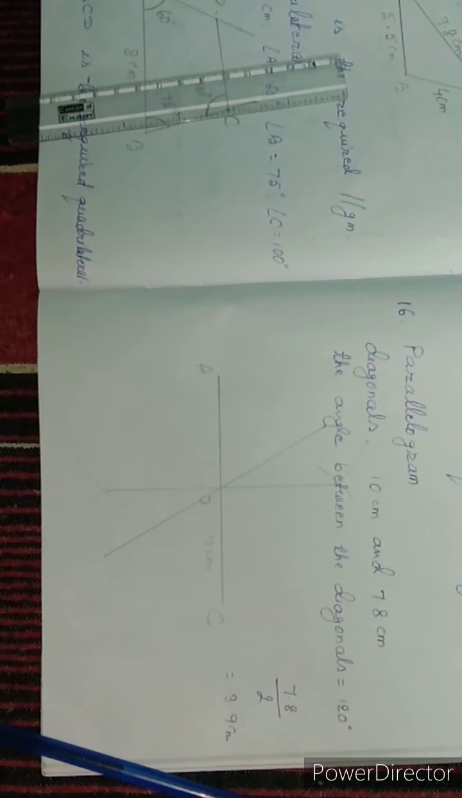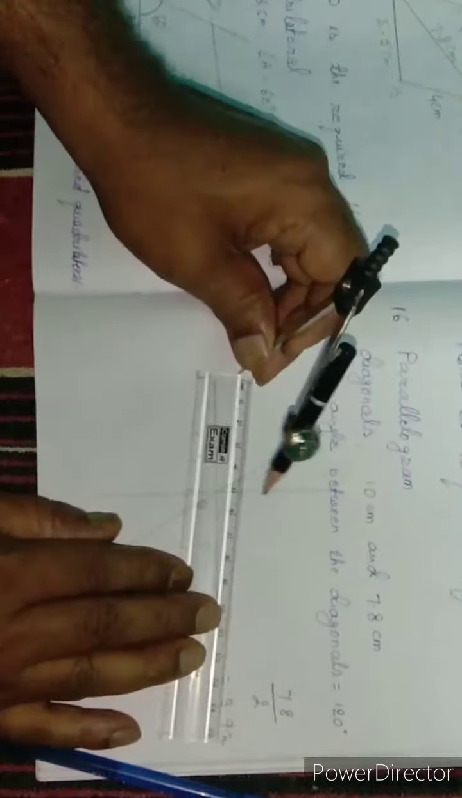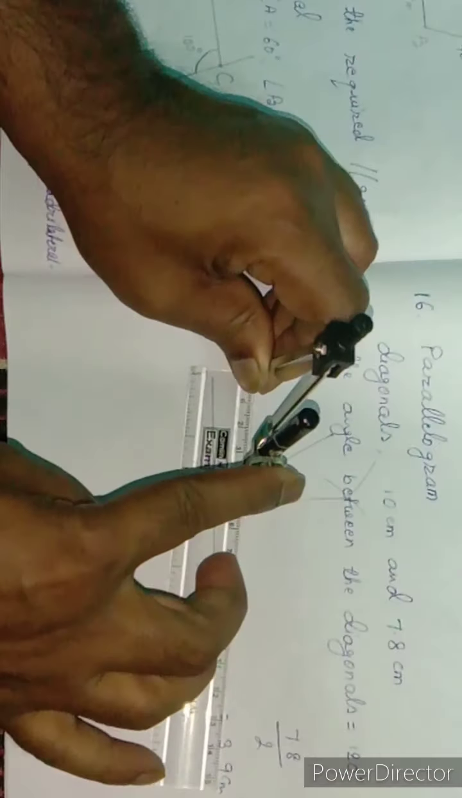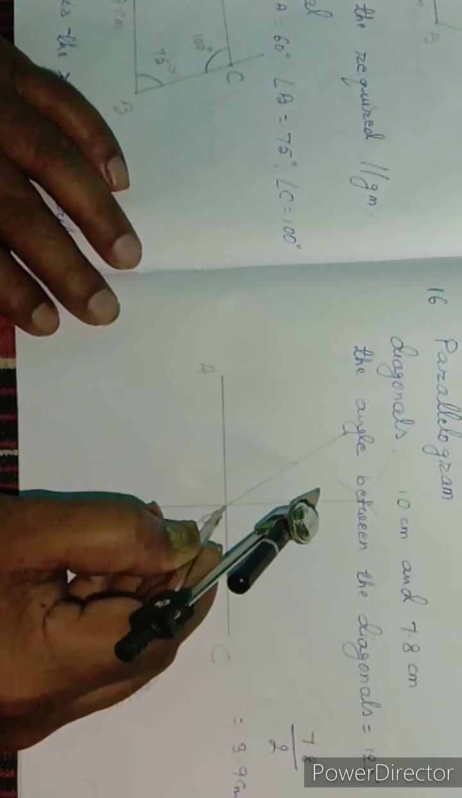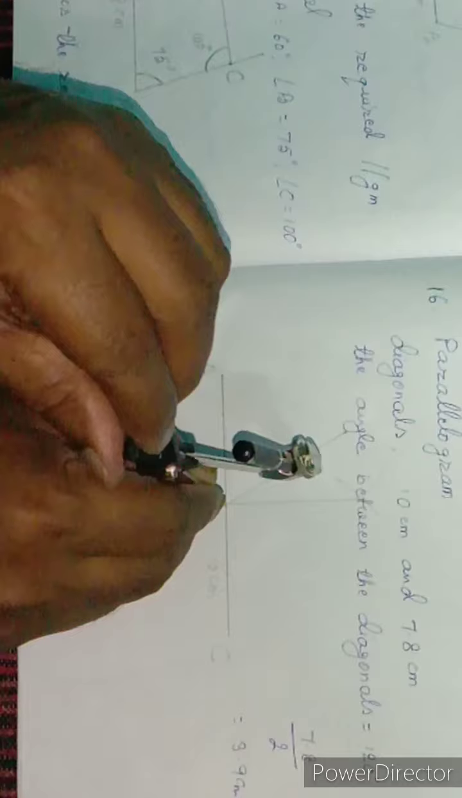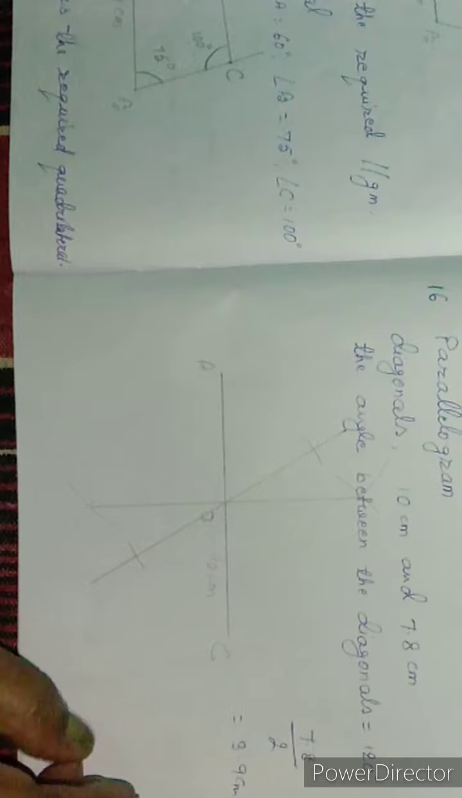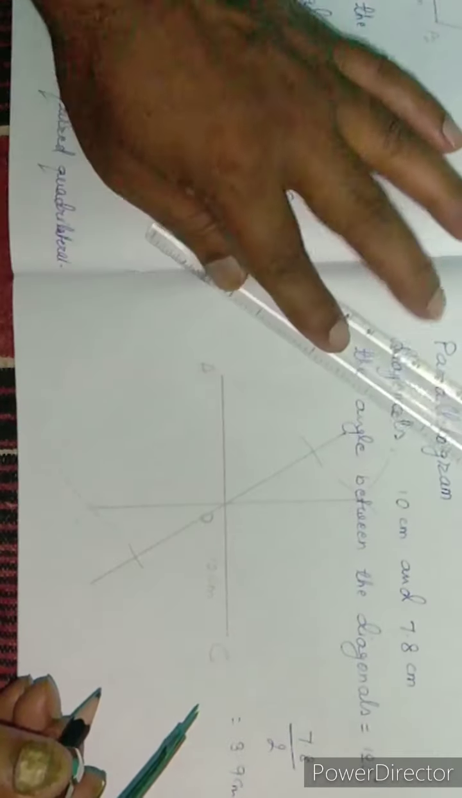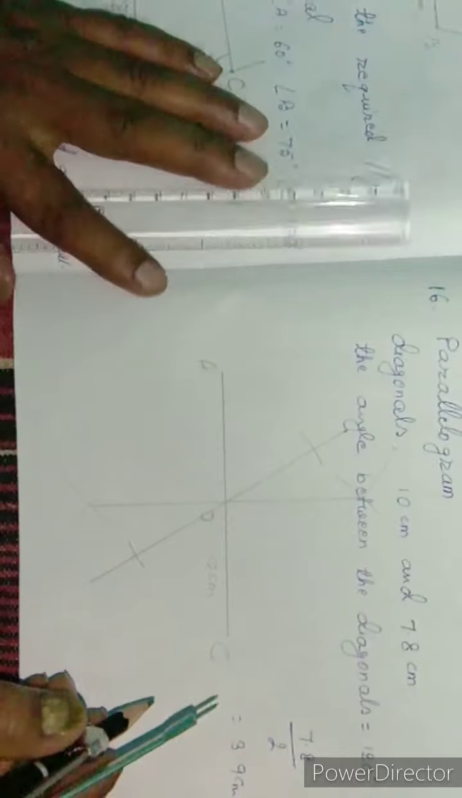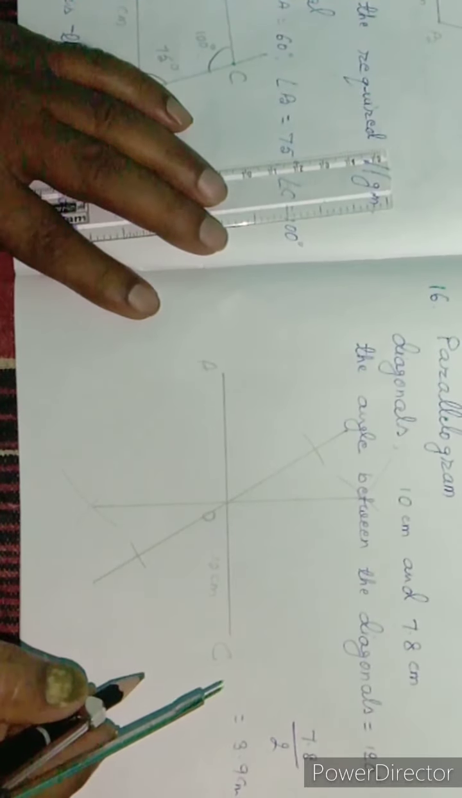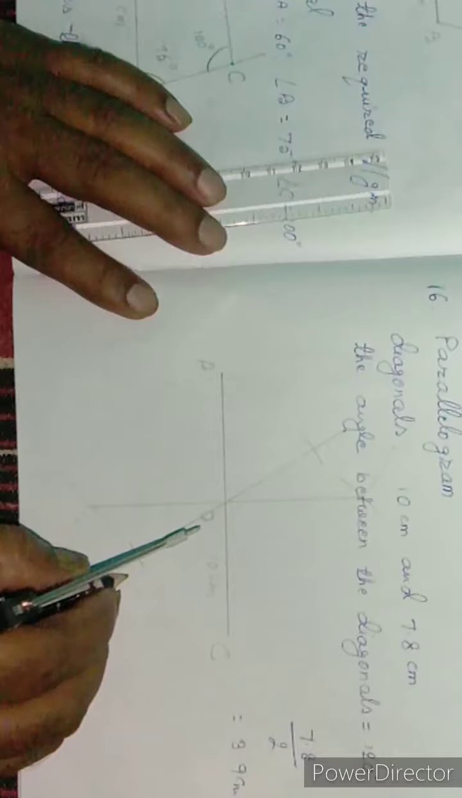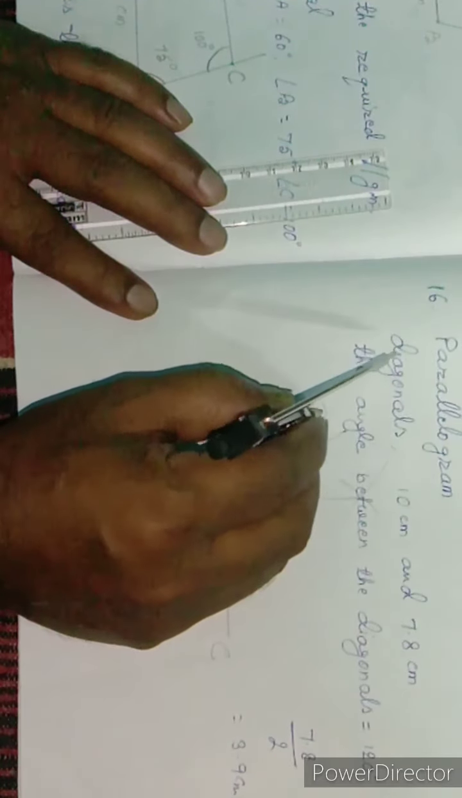And now we measure 3.9 centimeter on the scale using our compasses. This is 3.9 centimeter. Use it as the radius. Use O as the center and cross this diagonal. Similarly, this line also. Now what will you do? You join these two. Give name at first. Give name this point of intersection. That will be, here is B and here is D.